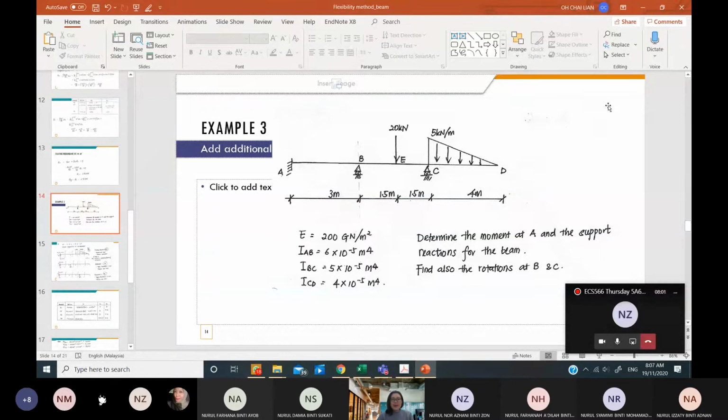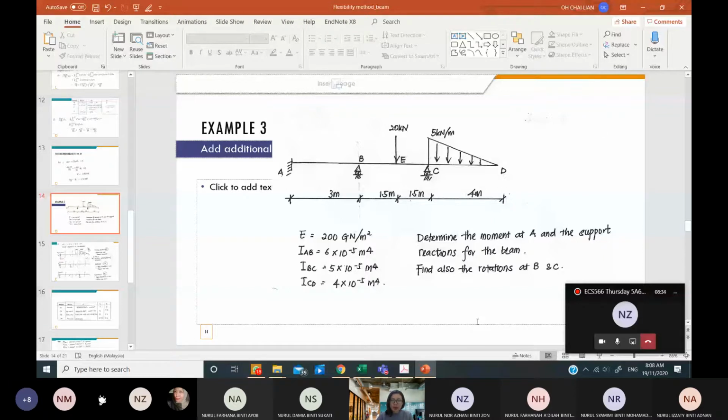All right. For today's lesson, we are going to continue with flexibility methods applied on beam structures. For this class, we are going to spend about 40 minutes on the exploration of example 3, and then we go to tutorial 6b. So let's start with example 3.